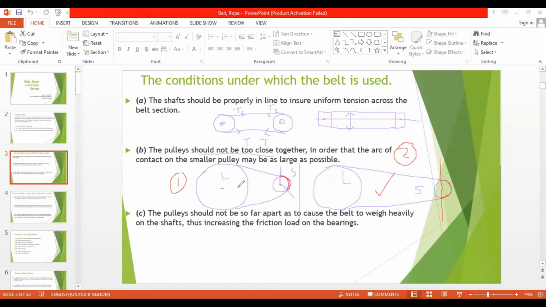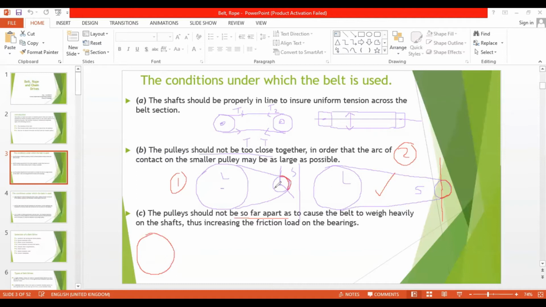On using a belt drive, the pulleys should also not be so far apart. So this is another condition. Here they should not be too close, and they should not be too far either, because that would cause the belt to weigh heavily on the shaft, thus increasing the friction load on the bearings. If they are too far apart, we need a moderate distance.